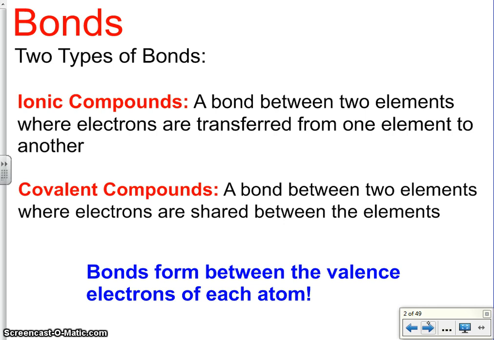The first type was an ionic compound, which is between two elements where the electrons are transferred. Typically these are metals and nonmetals, or cations and anions. Covalent bonds are when the electrons are shared equally between the two elements, and again this is typically between two nonmetals. And the electrons that we're referring to, the transfer and the share, are our valence electrons, which is why we can use the charges on the top of the periodic table for the families.